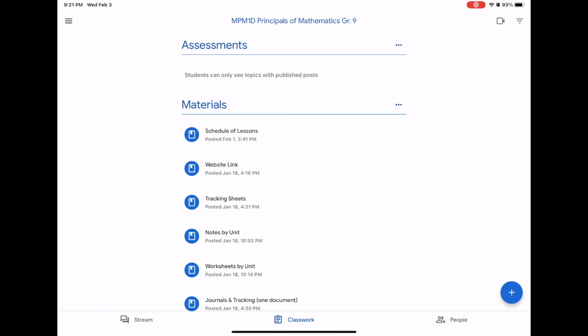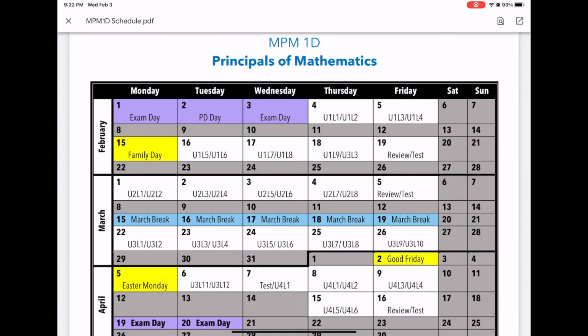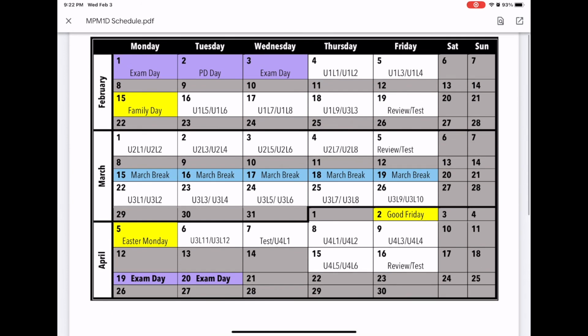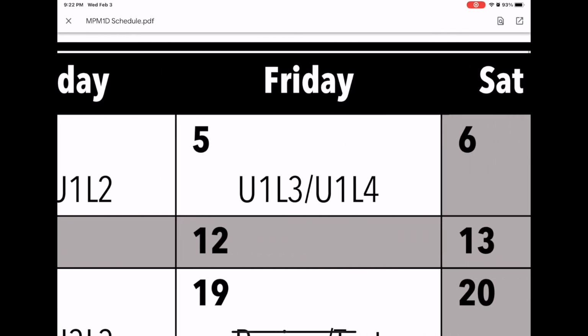We'll go through each of the materials items one by one, starting with the schedule of lessons. In your schedule of lessons, you'll find a PDF. Open the PDF and we have a day-by-day breakdown of the lessons you should be going through. For instance, today, on Thursday, February the 4th, we are going to start with Unit 1, Lesson 1 and Unit 1, Lesson 2. Tomorrow we do Unit 1, Lesson 3 and Unit 1, Lesson 4.